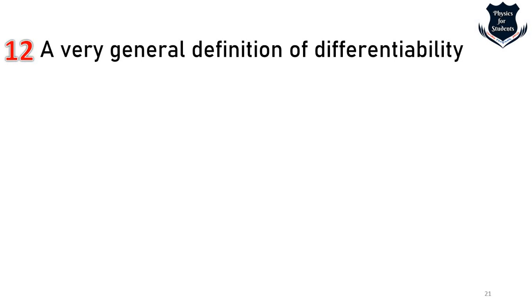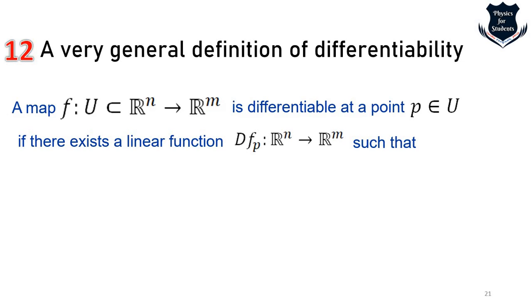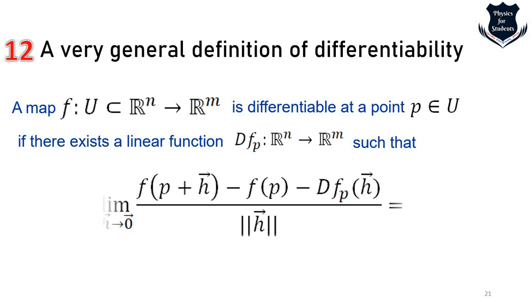We are just left with a few points. Now this 12th point, what I would like to tell you is that I am defining the general definition of differentiability as this one. The most general case: a map f from Rn to Rm is differentiable at a point p in U if there exists a linear function. What is most important in this definition is this linear function. Now the linear map dfp is called the derivative of f at p.